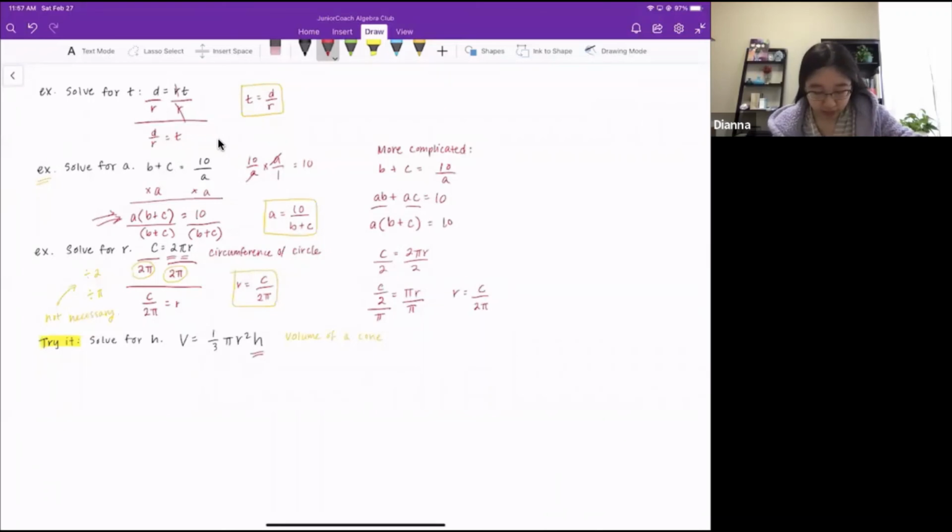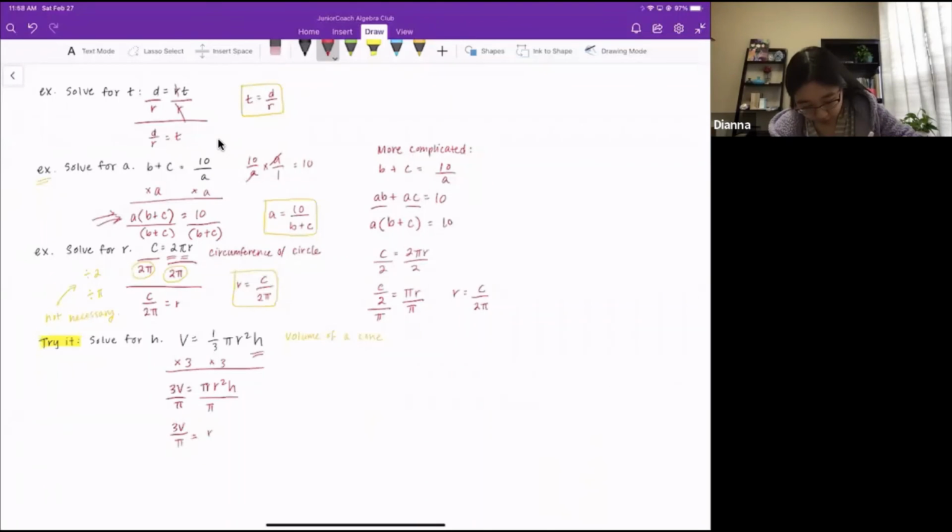In this case, these steps can also be done in any order. So I'm going to multiply by 3 first because I like dealing with numbers first. So this becomes 3v equals pi r squared h. And pi is just a number, right? I can divide both sides by pi. So 3v over pi equals r squared h. Cool. Now we only have one step left to get h by itself, and that would be to divide by r squared.